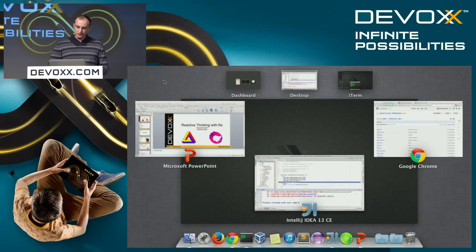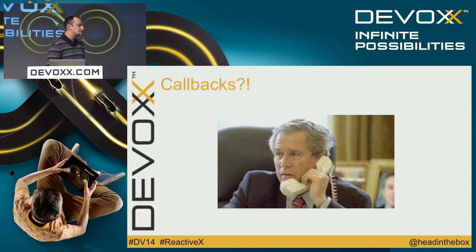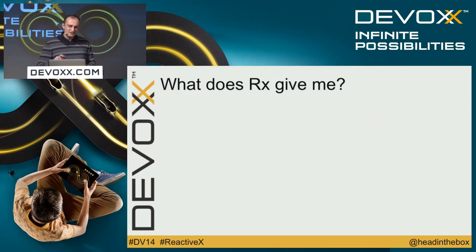All right, so now you have seen how to create observables in a very basic way. But now you might be wondering, okay, you were talking about callback hell and nested callbacks, but we're still working with callbacks, we're still passing in functions. How does this really solve callbacks? Does it solve callbacks? So the question is really, what does Rx give me as a developer? What do I get out of Rx?